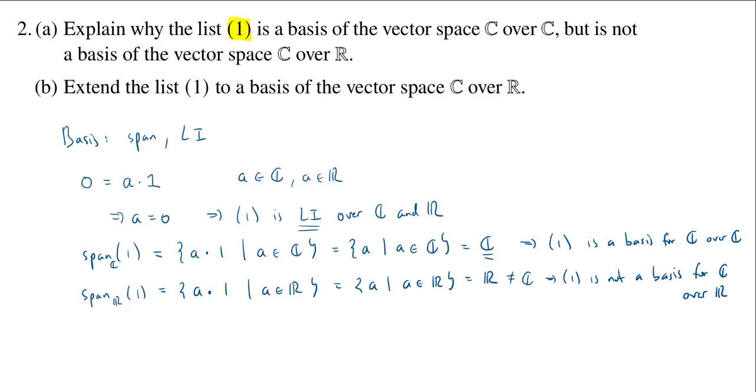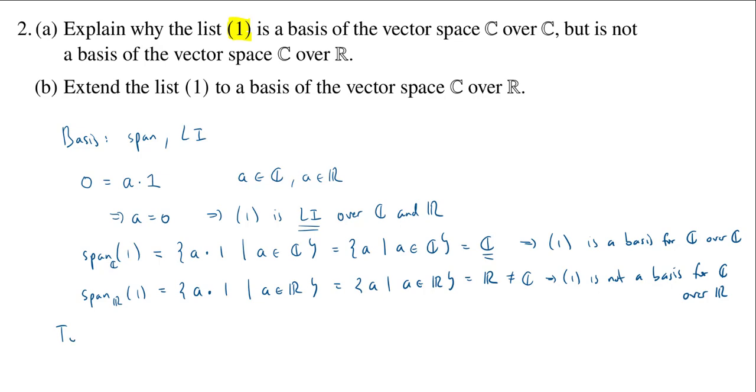Okay, so then part B says, well, fine, it's not a basis, extend it. So we know that if you have any linearly independent list, and this given list is linearly independent, we can extend it to a basis of a finite dimensional vector space. So all we need to do is find something which is not in the span of 1, and well, let's see where we go from there. So we saw that the span over R of 1 is just all the real numbers. So we need to take some complex number that is not a real number.